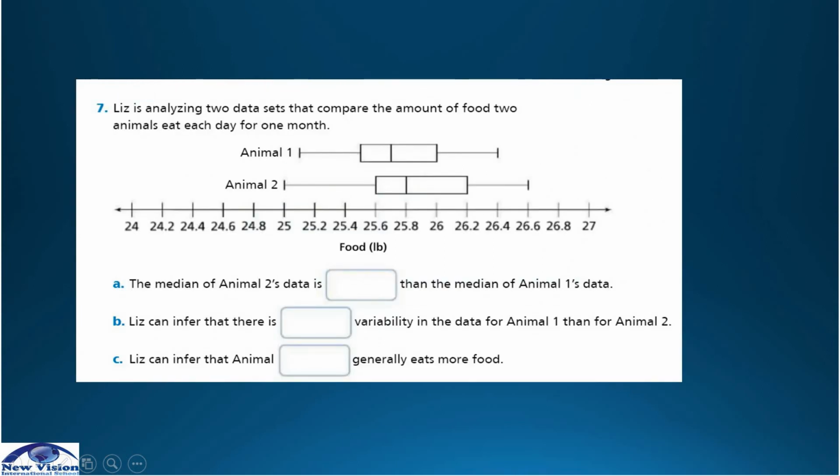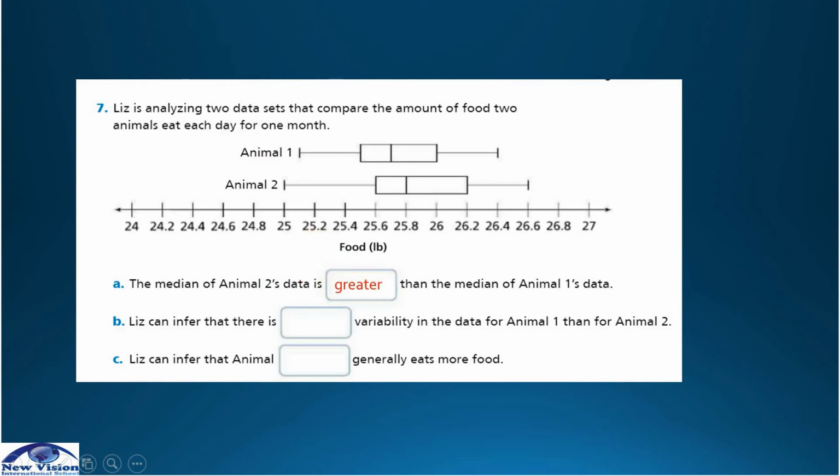I hope you're still with me, your book and your pencil with you. Now look at the box plot, the animal 1 and the animal 2. Letter A, the median of animal 2's data is blank than the median of animal 1's data. Is it greater or lower? Correct, it's greater.